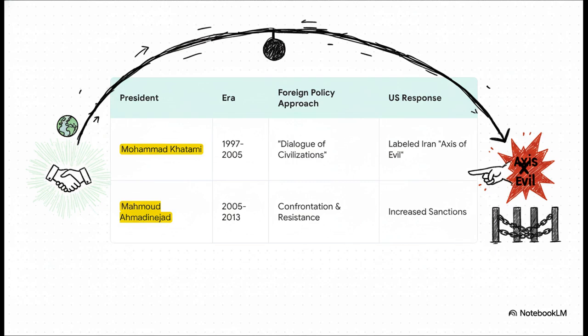In the late 90s, Iranians elect Mohammad Khatami, a reformist who was all about a dialogue of civilizations. But when he reached out, what happened? The U.S., under George W. Bush, slapped the Axis of Evil label on Iran. That rejection just empowered the hardliners, leading directly to the election of the much more confrontational Mahmoud Ahmadinejad.